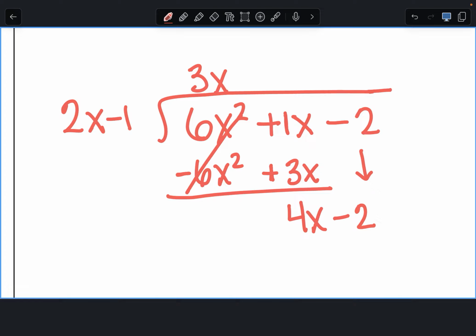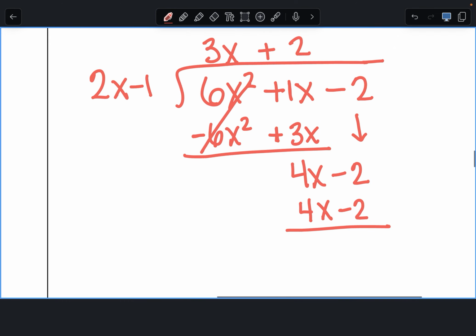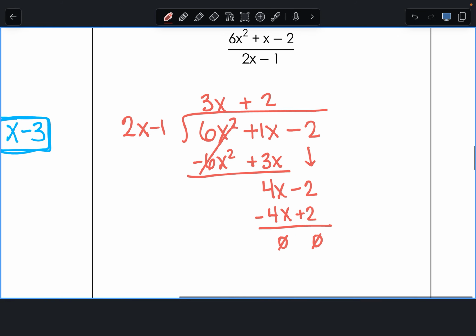Is everybody caught up? All right. 2x times what gives you 4x? 2. Positive 2, right? 2x times 2, 4x, right? And then 2 times negative 1, negative 2. Change both of those that you just multiplied to the opposite. So 4x minus 4x, negative 2 plus 2. And they both cancel out. They both zero out.